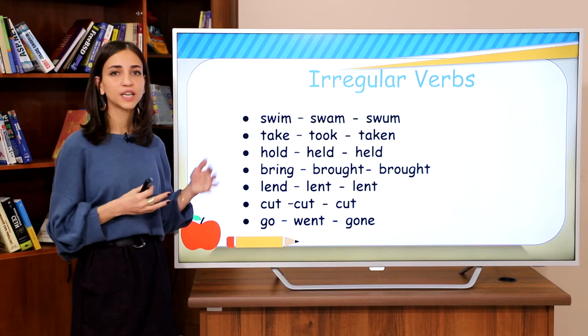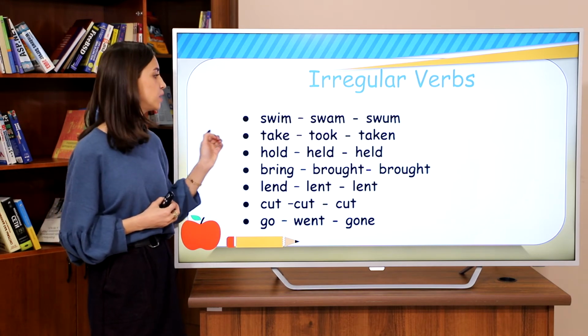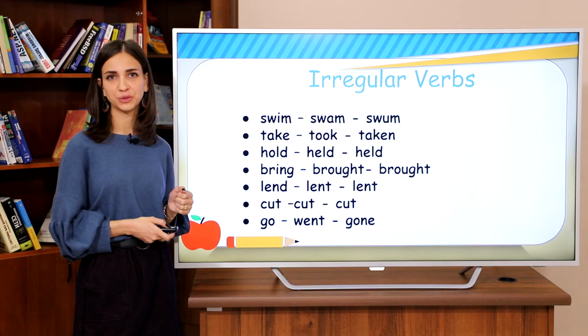So, now let's come to the irregular verbs in English. Swim, swam, swum. Take, took, taken. Hold, held, held. So, what rules can we use here?